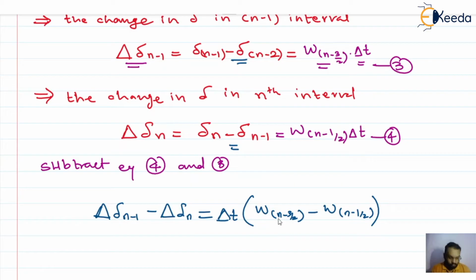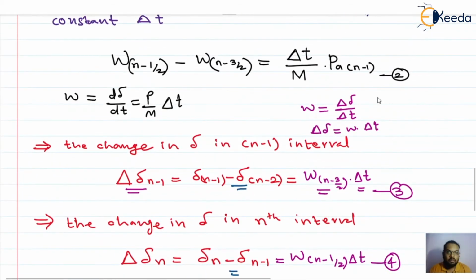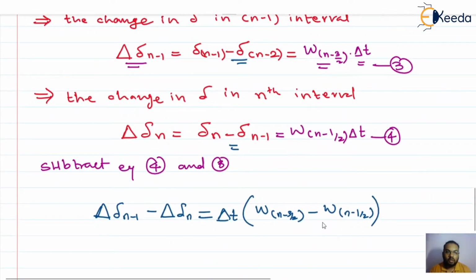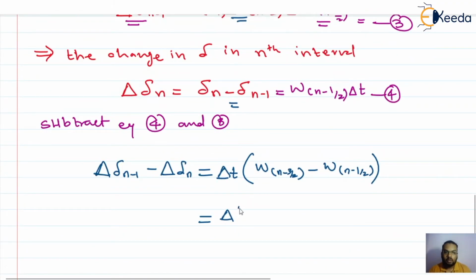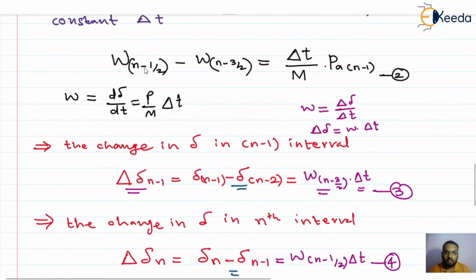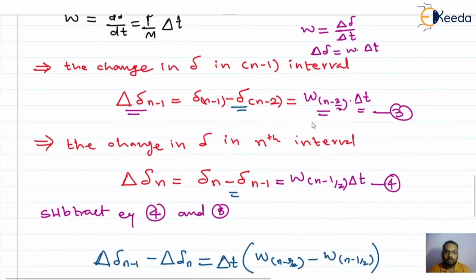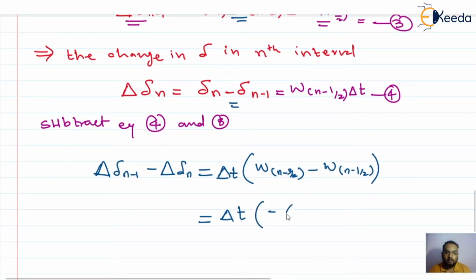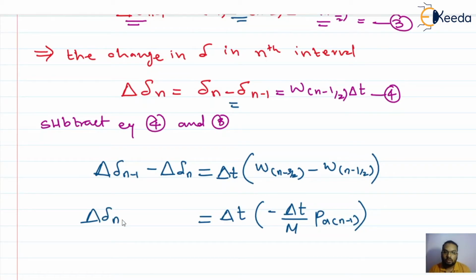Okay, now recall equation number 2. The difference of these two is nothing but this value. So this minus this is equal to this. So I can write it as minus of delta t by m into the accelerating power in this interval. And this is nothing but equal to the change in rotor angle in the n minus 1th interval and the change in rotor angle in the nth interval.